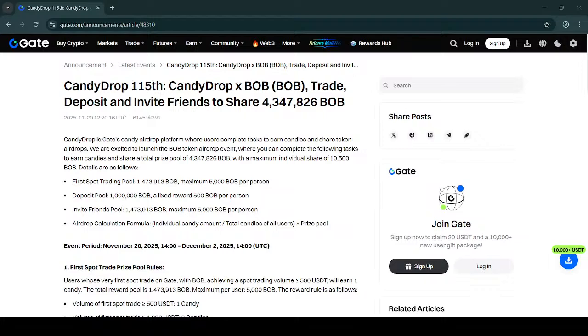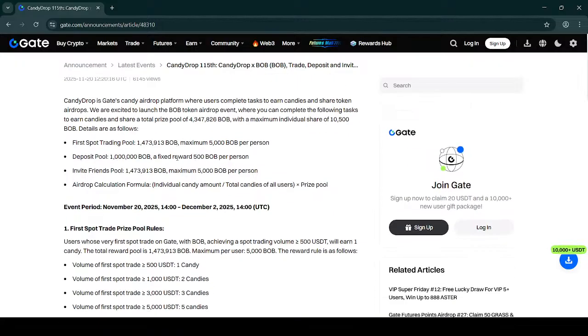Talking about right now, this is the hot project, CandyDrop. Guys, CandyDrop X of the BOB, with the deposit and invite friend and share. This is the BOB, and this is the CandyDrop, a get-candy or drop platform.